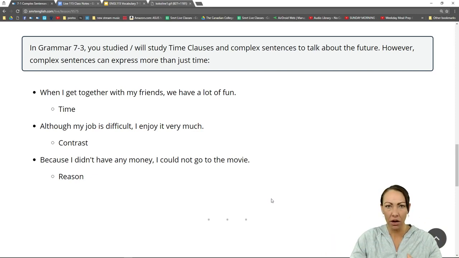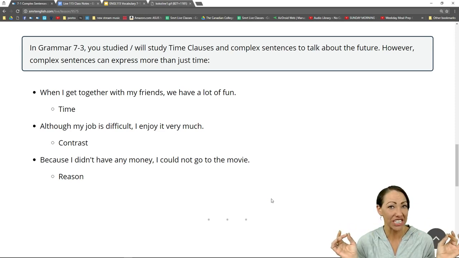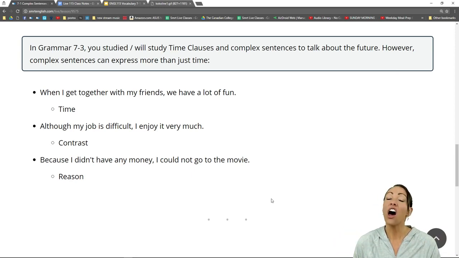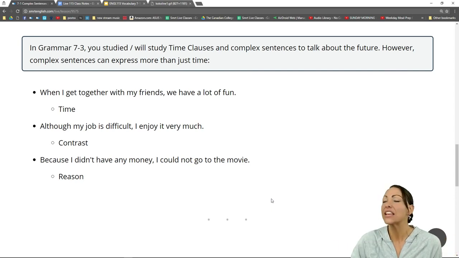Contrast. Compare and contrast. Compare is how things are alike. Contrast is how things are different. With our second example, we see that. "Although my job is difficult, I enjoy it very much." So it shows the contrast. The job is hard, but even though it's hard, I enjoy it very much.